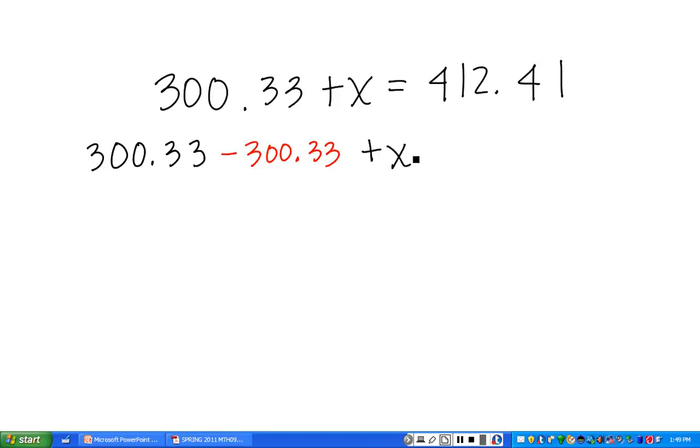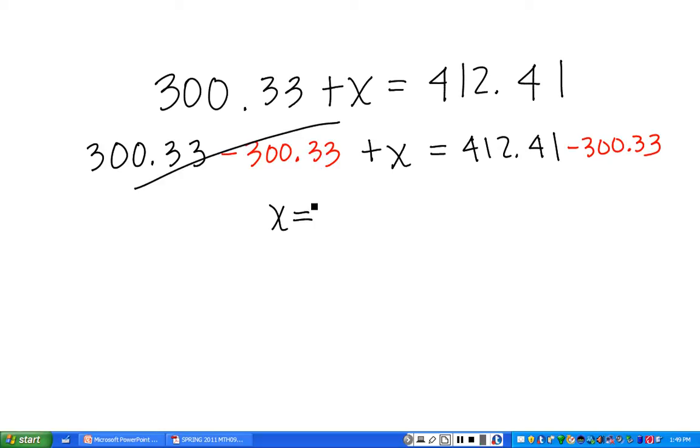I'm going to put plus x here, 412.41. I'm going to put that minus 300.33 on this side as well, to show you in red I did the same thing on both sides. You can't do it on one side without doing it on the other side. So what happens on the left side? This cancels. So we have just an x now. And we have to subtract 412.41 minus 300.33. You can do that on the side.